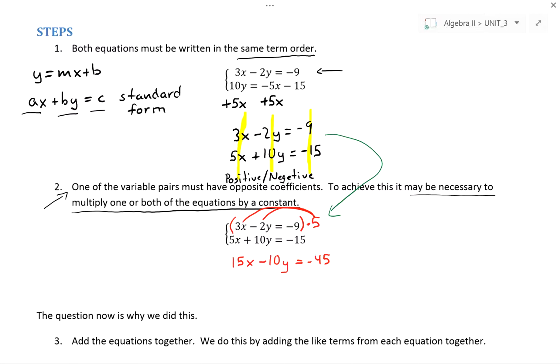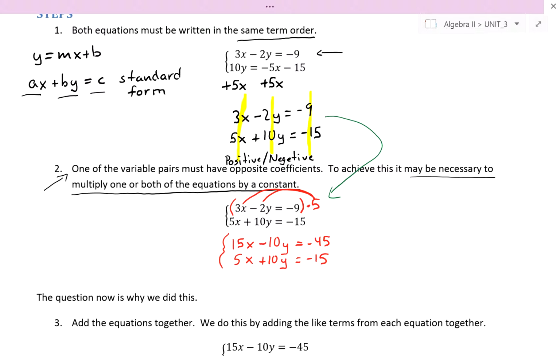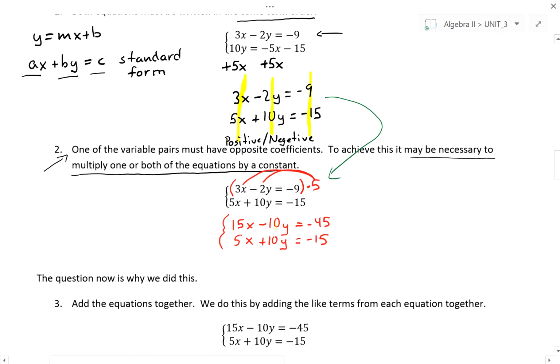Multiply everything by 5 in order to make this negative 2 into a negative 10 so that it's an opposite with the other 10 that's in front of the other y, the other coefficient of the y. And then we can keep our other equation of 5x plus 10y is equal to negative 15. So we've achieved the situation that we wanted, that one of our variable pairs have opposite coefficients. The one we achieved this with was the y's. We have opposite coefficients here of 10 and negative 10.